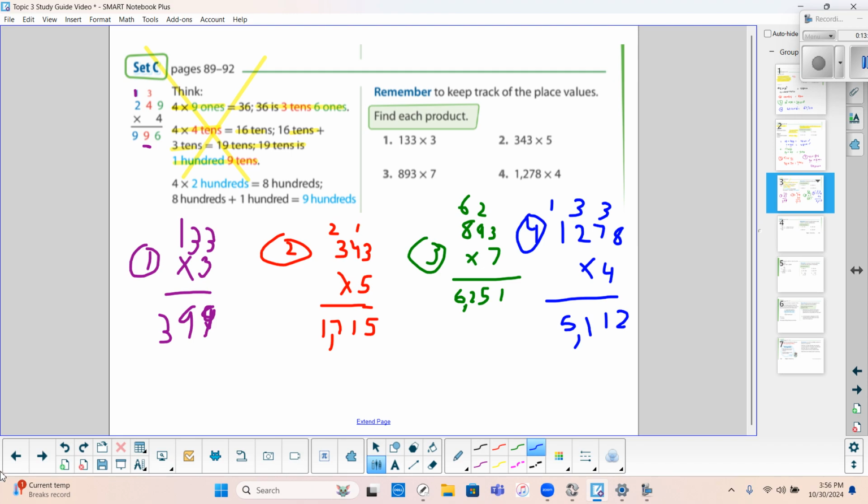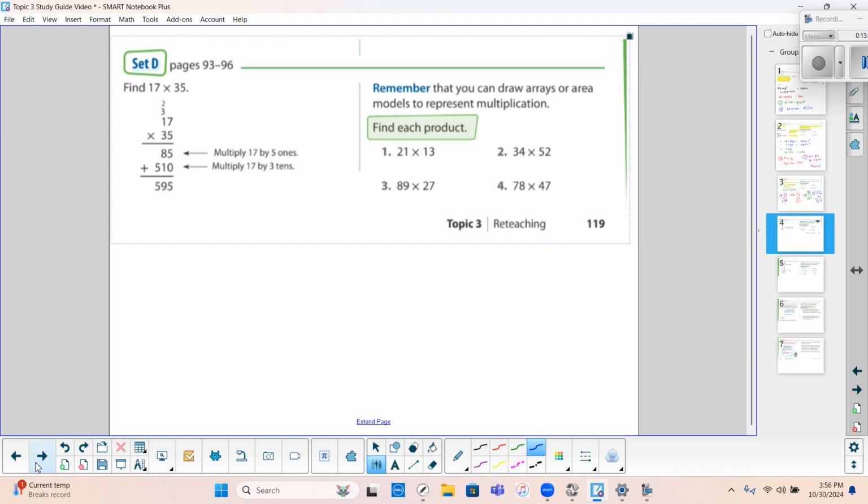All right, moving on to set D. Set D is you can draw arrays to model these. So this is basically the standard algorithm. What I'm going to do, I'm going to do 1 and 3 with the traditional route, and I'm going to do 2 and 4 with the arrays.